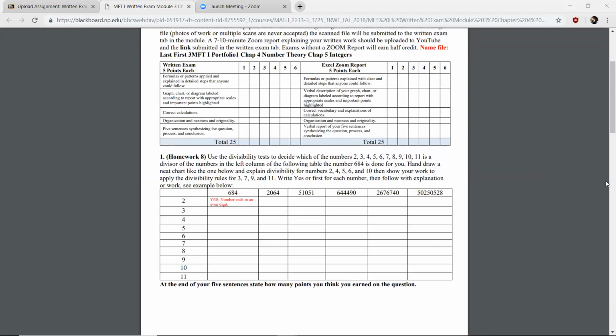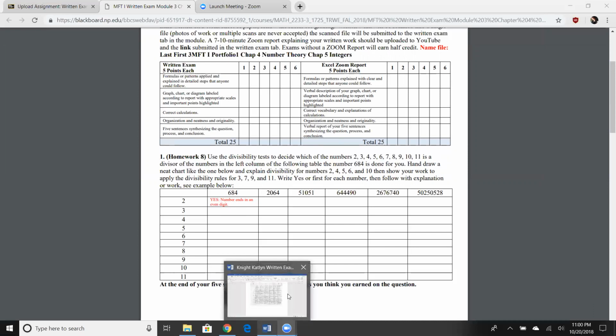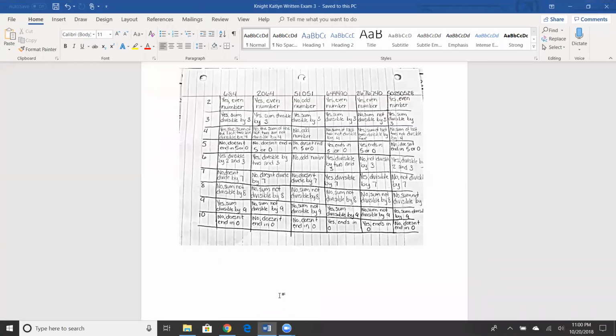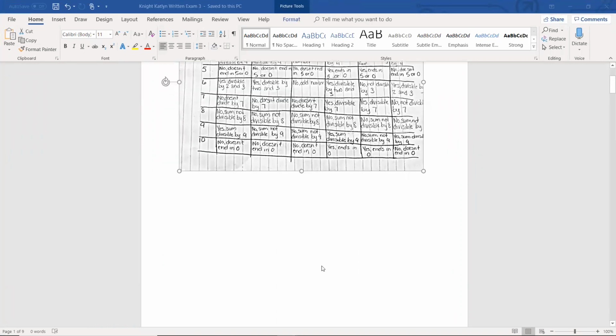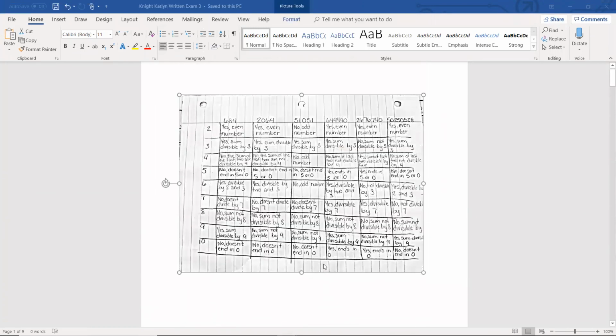It's really quite simple. For 3, what we want to do is add up the sum of the digits to know if it is divisible by 3. I have written that down here. And it is right here. This is my chart that I filled out.